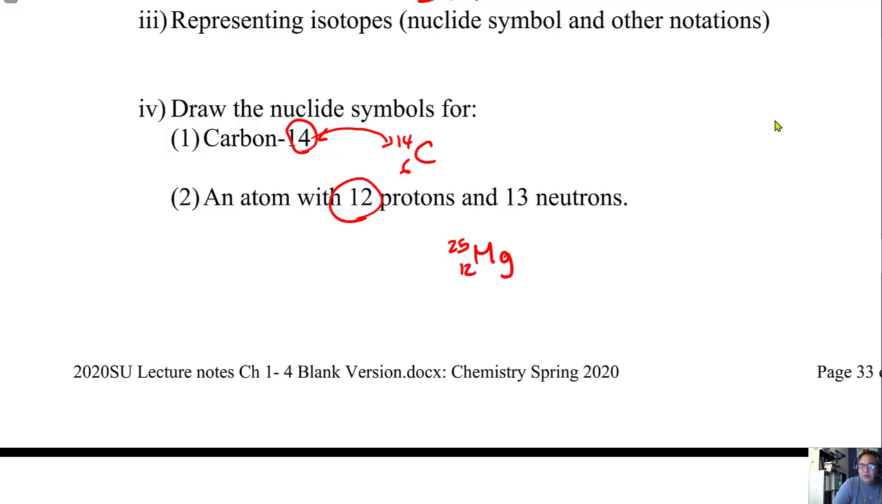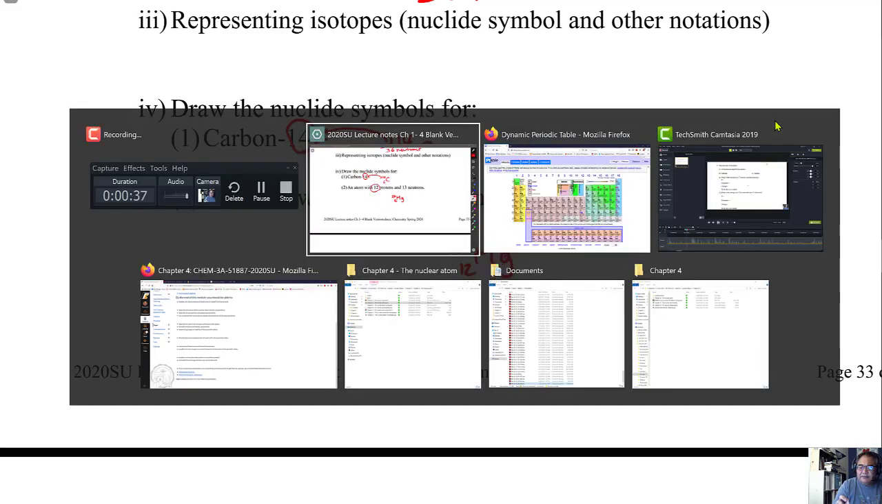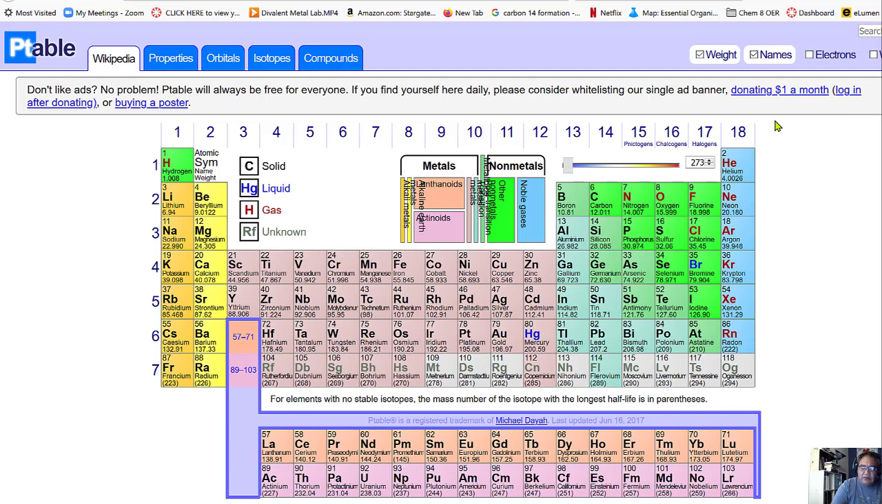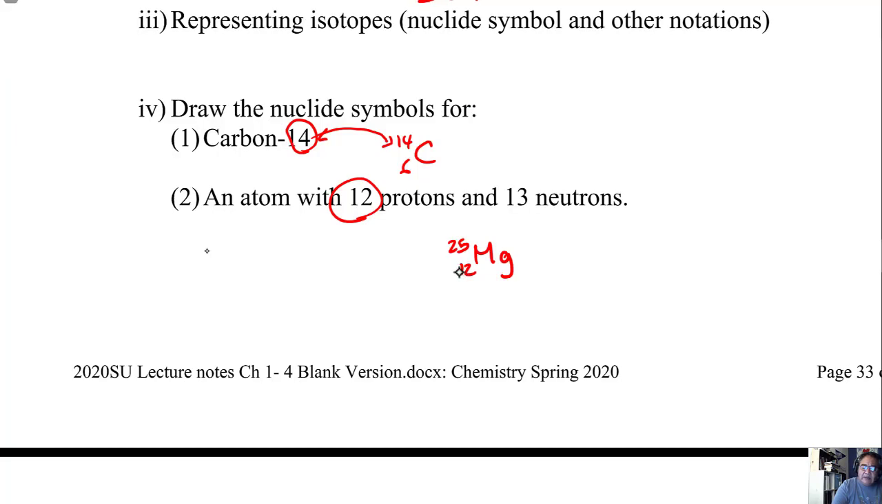So an atom that has 12 protons and 13 neutrons, right? In order to do that, you have to go over to the periodic table. And when you do that, what you find is that element is magnesium here, okay? And then we'll go back to here. That gives me the 12, gives me the symbol, and then if it has 13 neutrons, 12 plus 13 is 25, so that's my mass number right there.